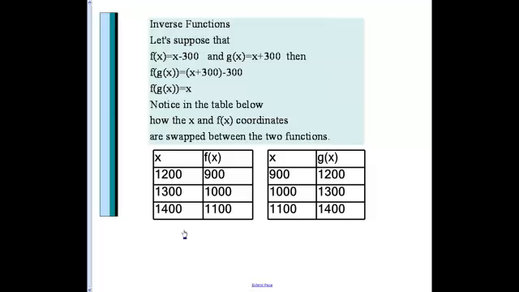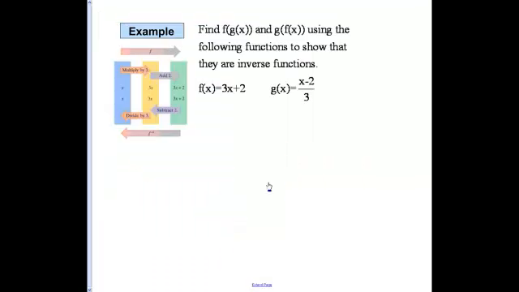If we take a look at the inverse function and we let f of x equal x minus 300 and g of x equals x plus 300, then f of g of x is going to be x. If we look at the table and we swap the x and y values and they're the same values, then this becomes a function. And the inverse function is a function as well.